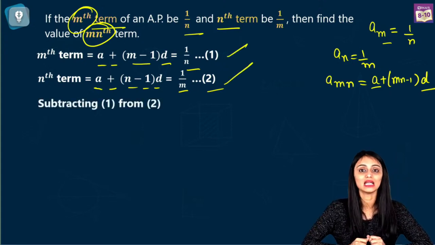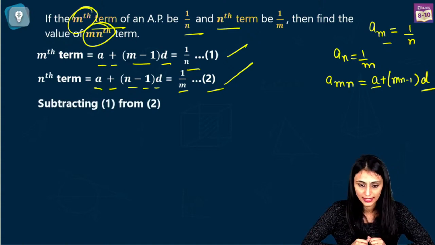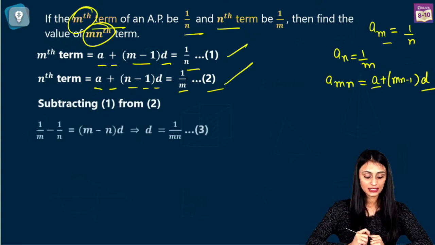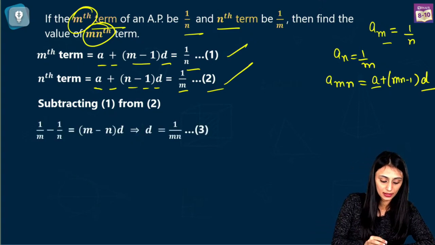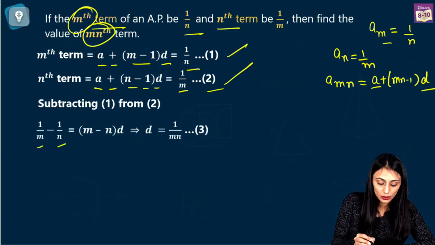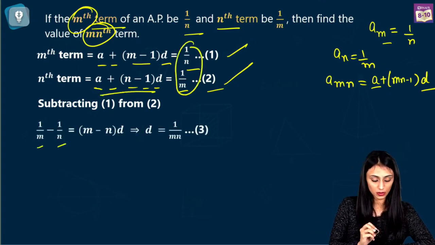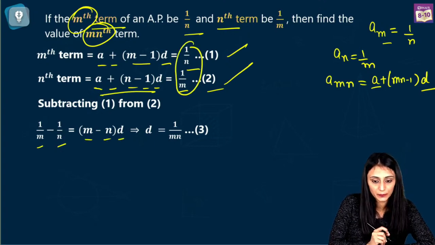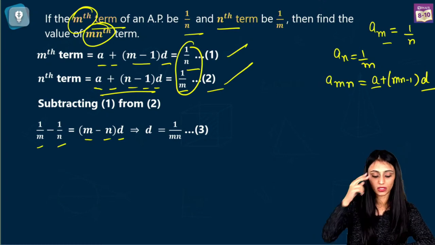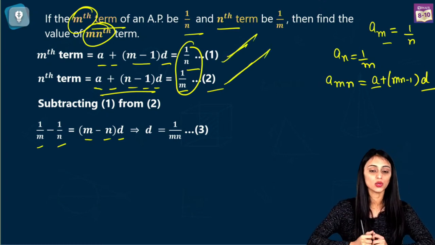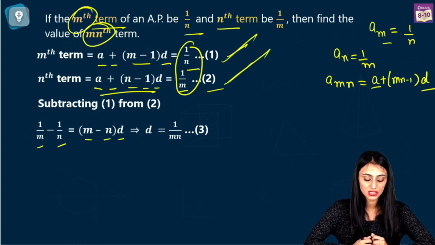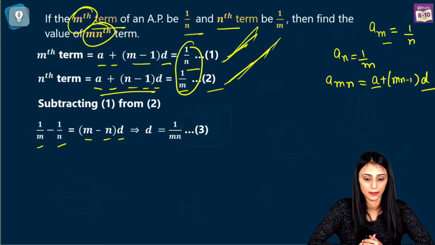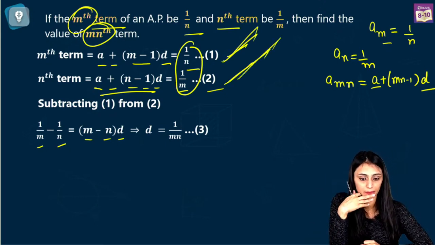So I'll be subtracting equation 1 from equation 2. Let's subtract this up. Once I subtract it, we get 1 by m minus 1 by n. We will be subtracting these sides as well as these sides. So when you subtract it, you get (m minus n)d, right? You didn't understand, and you have a doubt as well. Okay, so are these two steps clear? These two equations, clear? How we are getting this? First tell me if these two equations are clear or not. Then I'll write everything step by step.